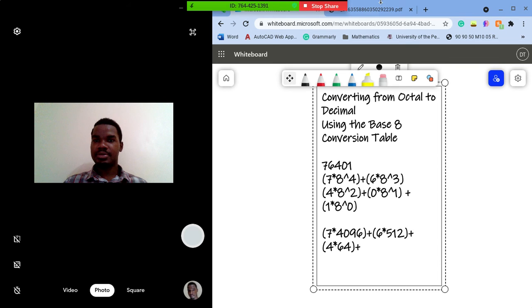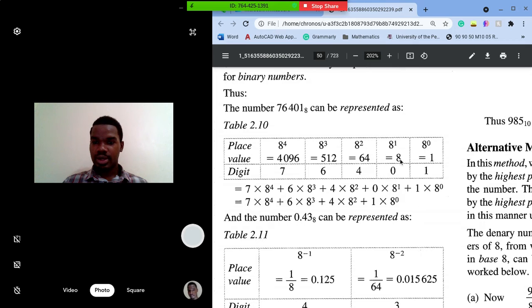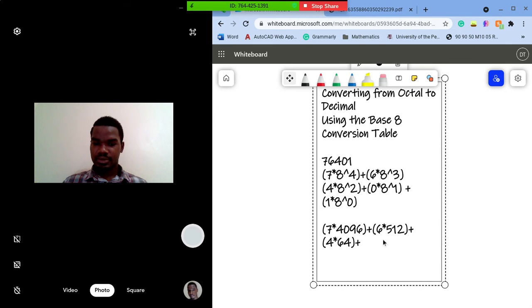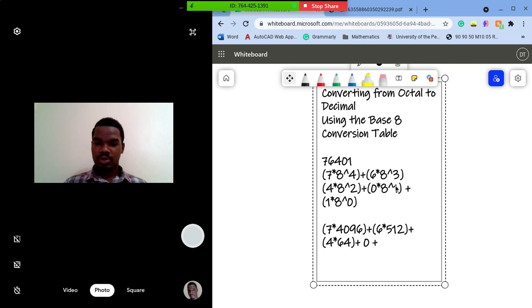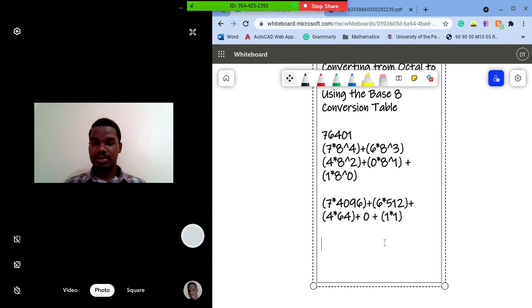0 times what? 8 to the 1. 8. So what is 0 times anything? 0 times anything would be 0, but here it's 1. Right, so I can just add 0 there. And then now I have 1 times 8 to the 0. What's 8 to the 0? 1. So therefore we have 1 times 1 here. 1 times 1. Alright, let's do some simplifying now.